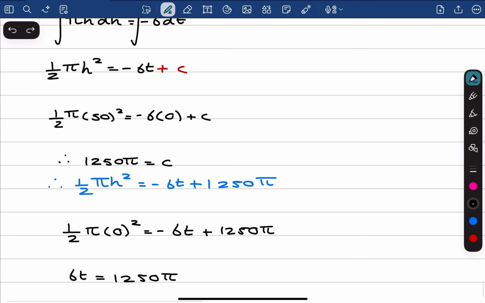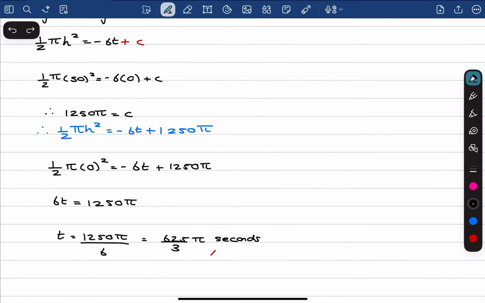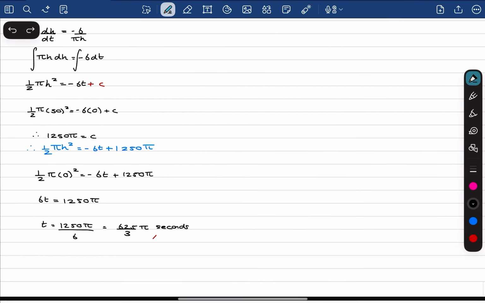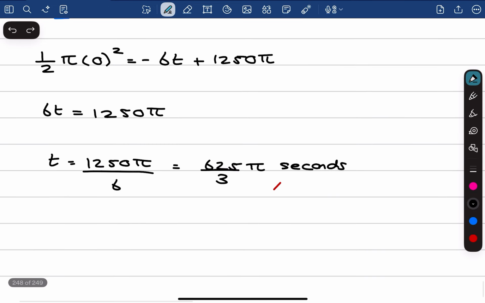So then you rewrite your equation, which is a half pi h squared equals minus 6t plus 1250 pi, which is c. And then all you need to do is just solve for t when h is 0. So remember what I told you before, h being 0 is the case because when h is 0, that means the tank is empty, which is what the question is asking us to figure out. So we sub that in and we end up with this. And then we can just rearrange for t and you end up with that.